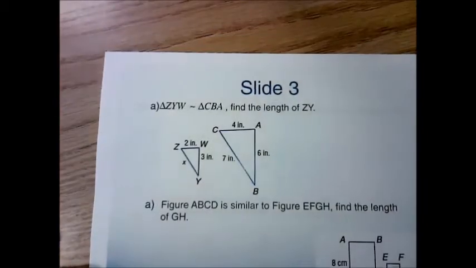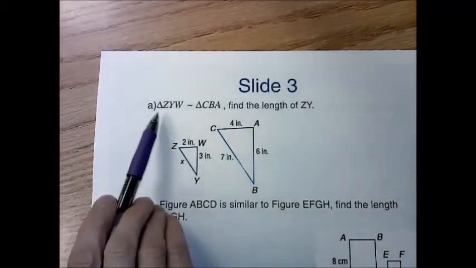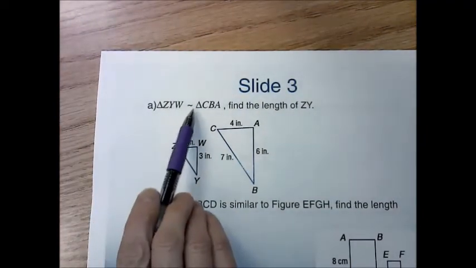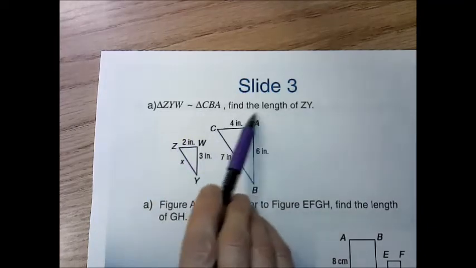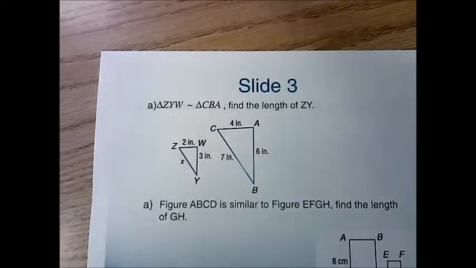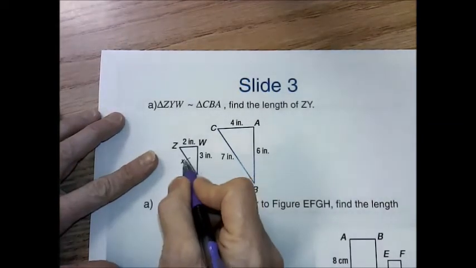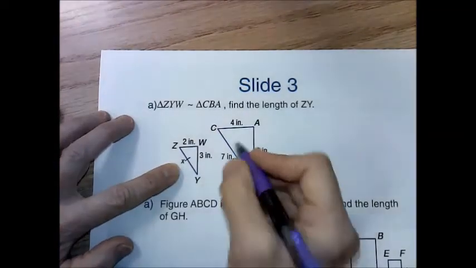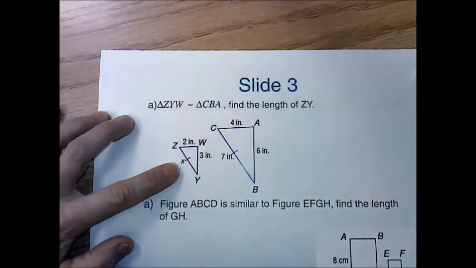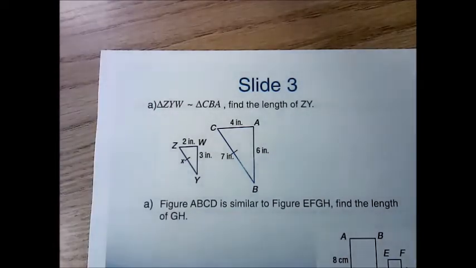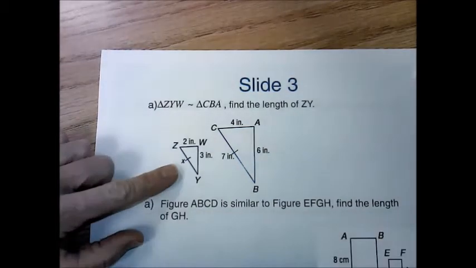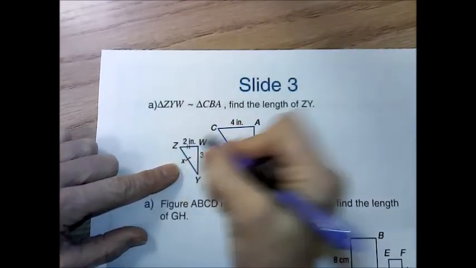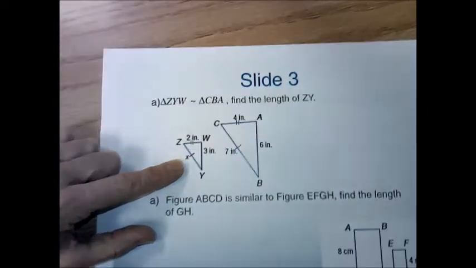All right, we're on slide 3. It says here triangle ZYW is similar to triangle CBA. Find the length of ZY. So ZY is here, so let's go ahead and name that side 1. The corresponding side over here would be here. As long as we have a corresponding side where they both have the measures, we can find x. We'll go ahead and use this corresponding side.